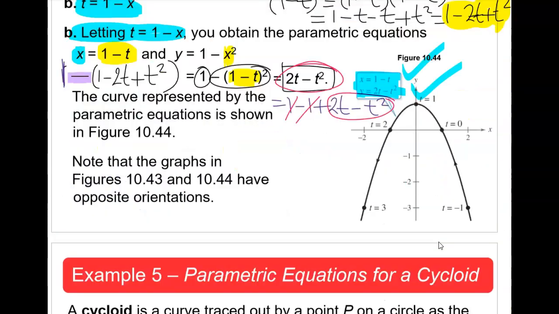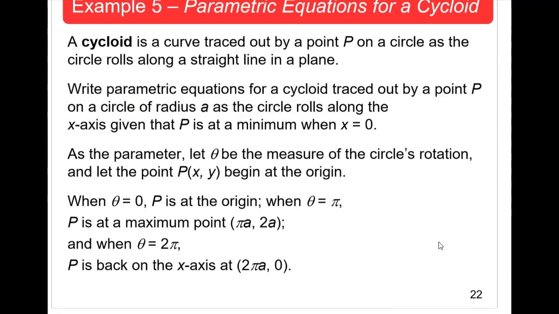And you can see that there. So a cycloid, for example, is a curve traced out by a point, let's call it P, on a circle as the circle rolls along a straight line in a plane. So to write parametric equations for a cycloid traced out by a point on a circle of radius a as the circle rolls along the x-axis, P is at a minimum when x equals 0.